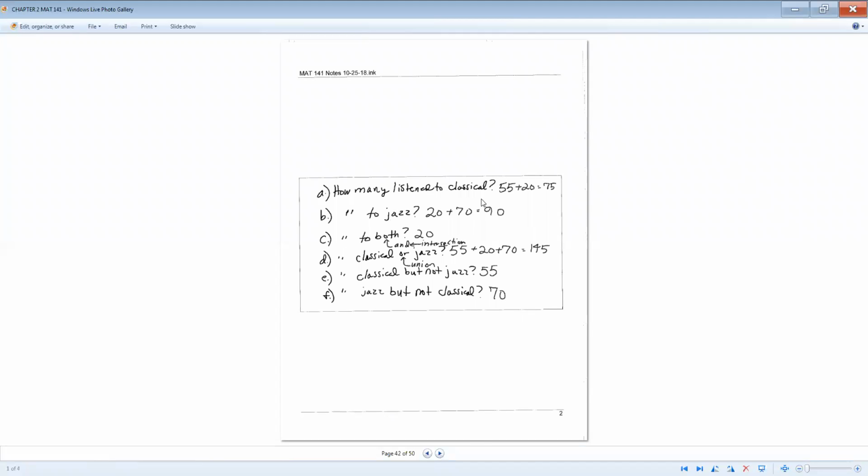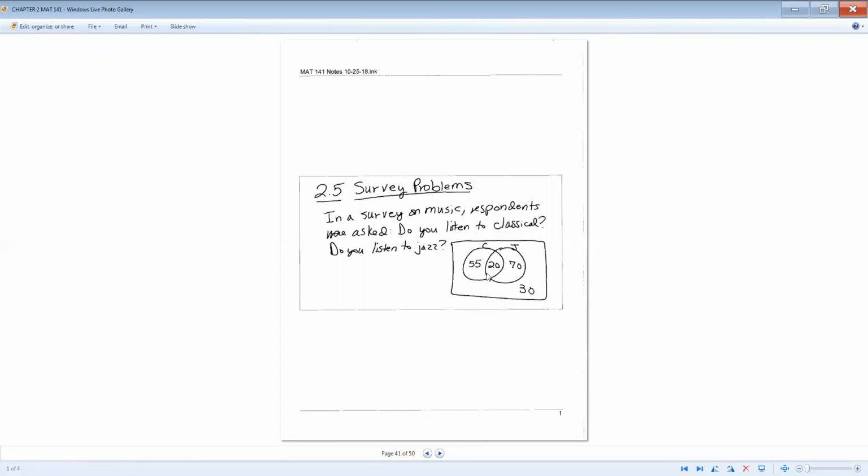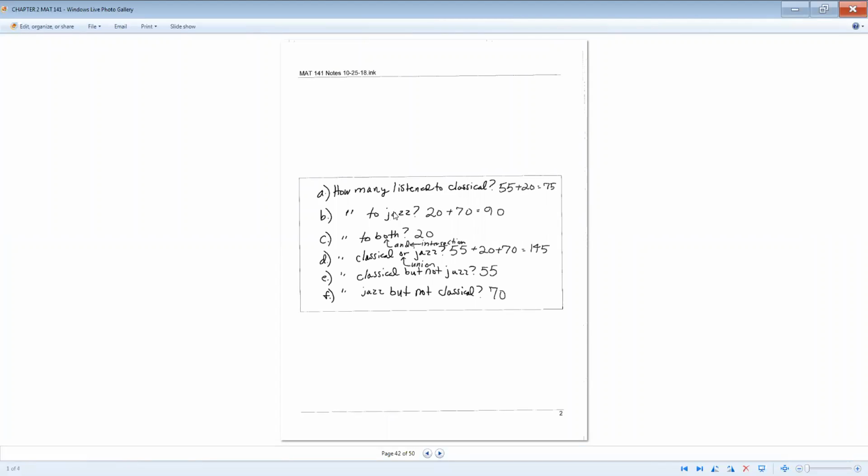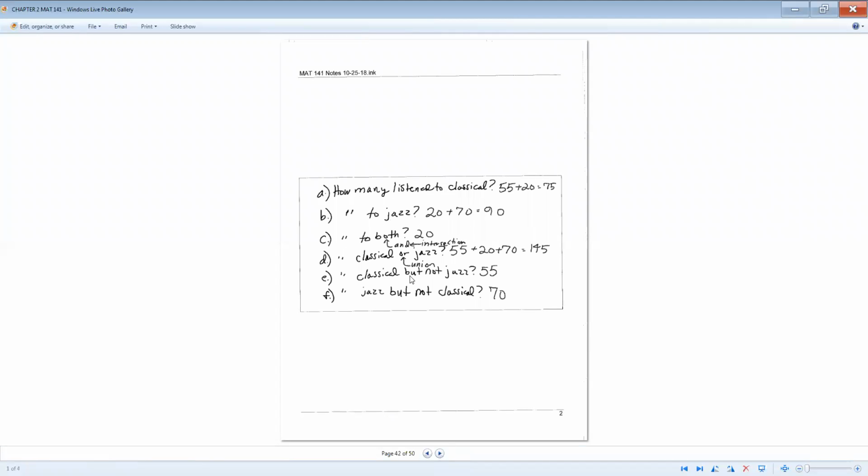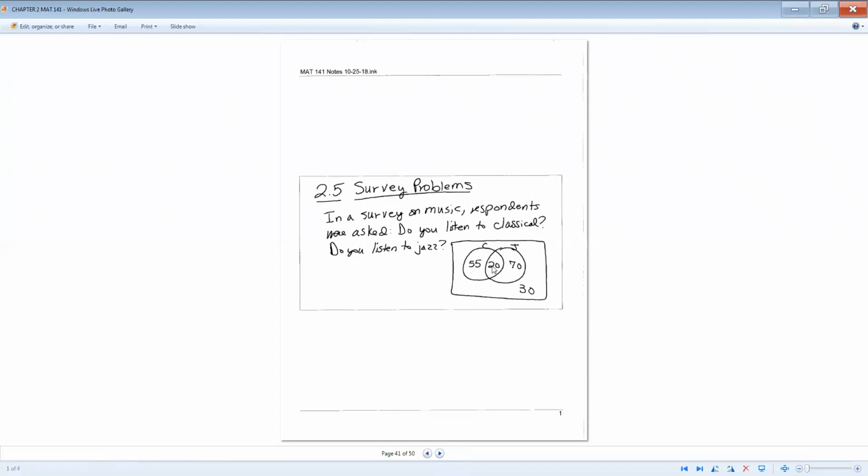So how many listen to classical? You would add the 55 and 20. That's the number of people that listen to classical, and that would be 75. How many people listen to jazz? That would be 20 plus 70, so that'd be 90. How many listen to both? That would just be what they have in common, at 20.